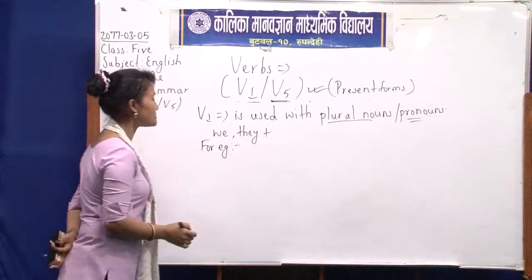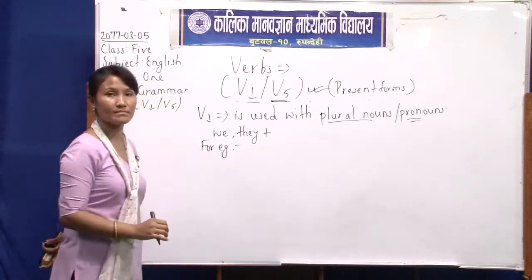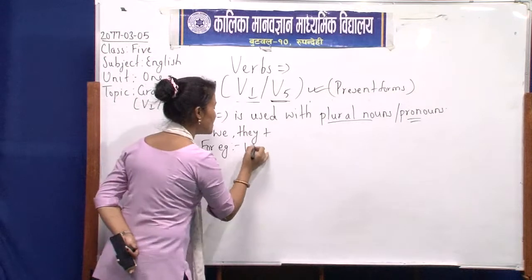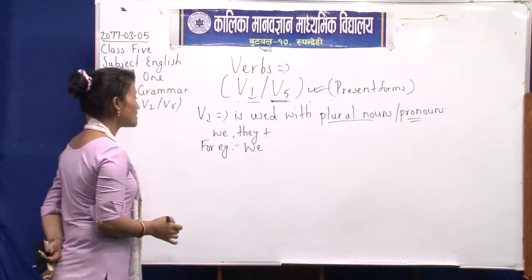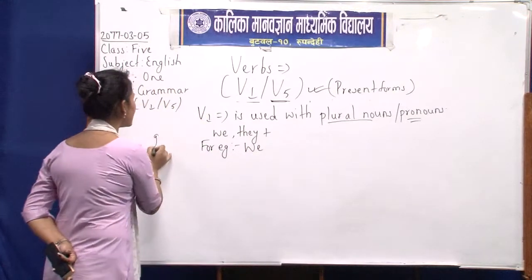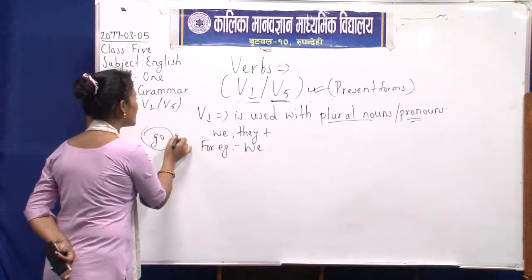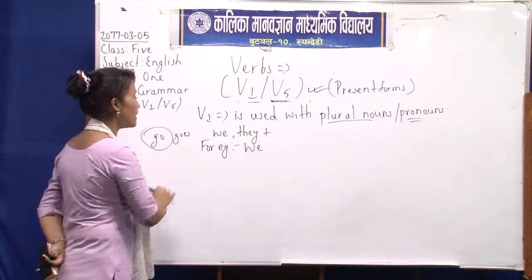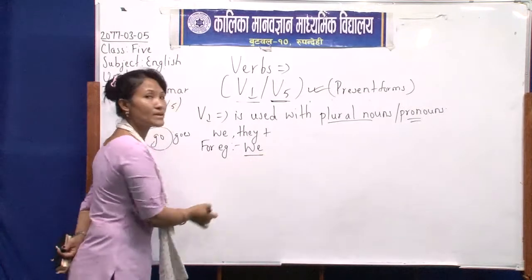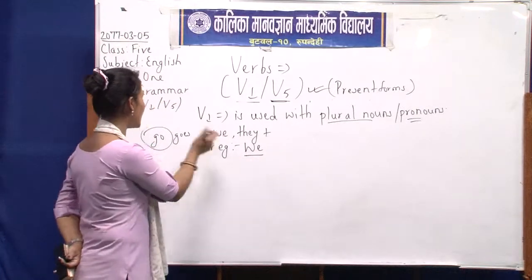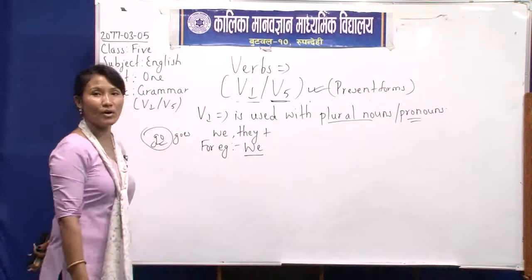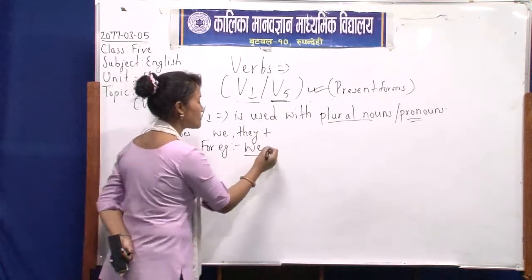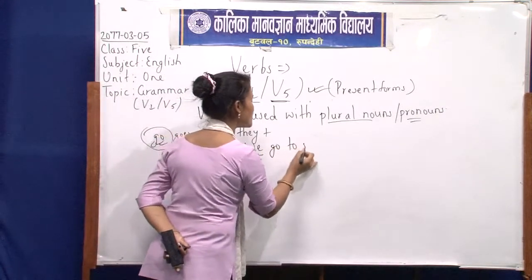See carefully. Let's start from we. We have to use go or goes. Go is verb 1. Goes is verb 5. We is plural. That means what are we going to take? We will be taking verb 1. So, we go to school.